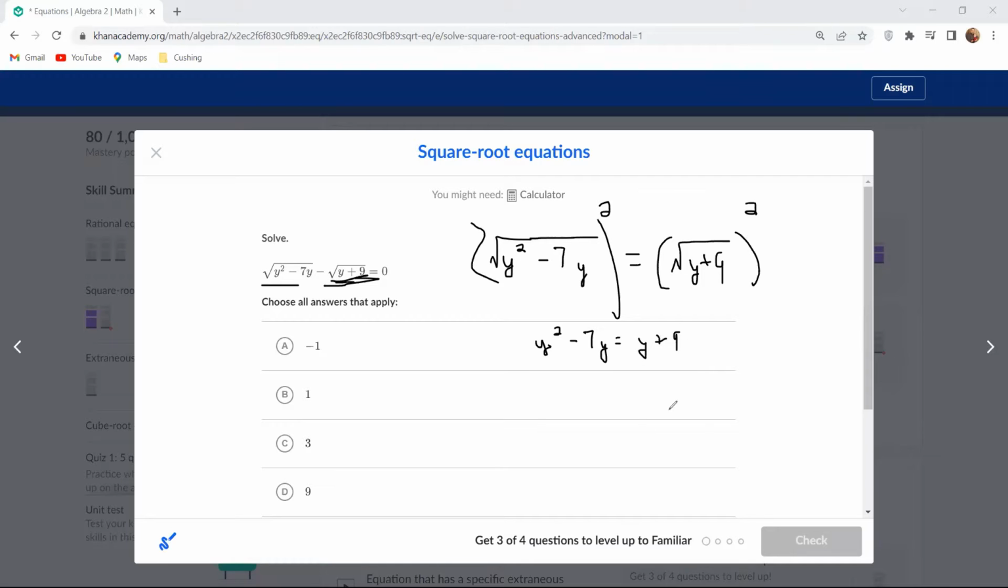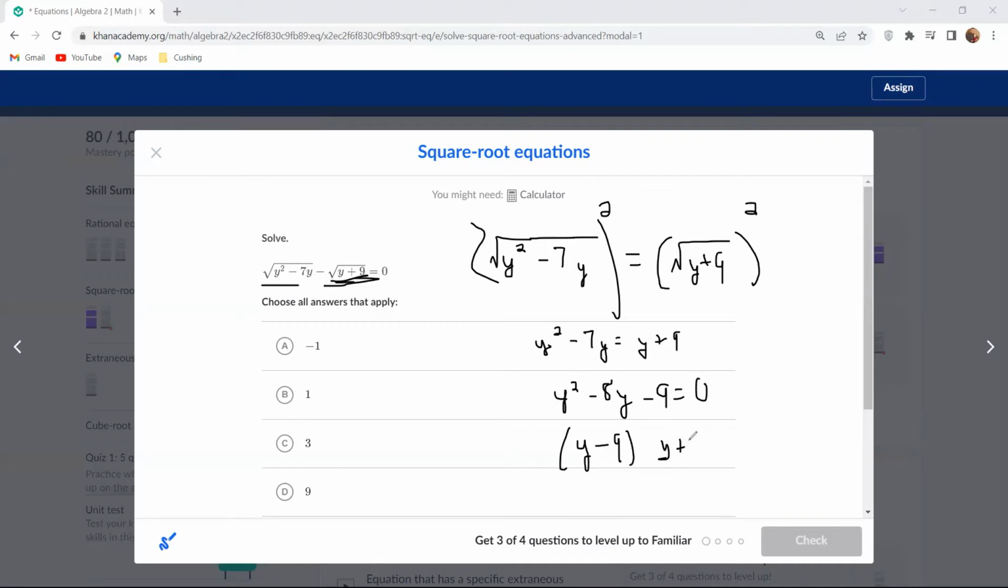I'm going to go ahead and get all my like terms together, get everything on the same side. So we'll do y squared, subtract y from both sides, minus 8y, subtract the 9, minus 9 equals 0. I'm going to factor this: two numbers that multiply to negative 9 and add to negative 8. So pause this, take a sec to get those. Let's see, so y minus 9 and y plus 1.